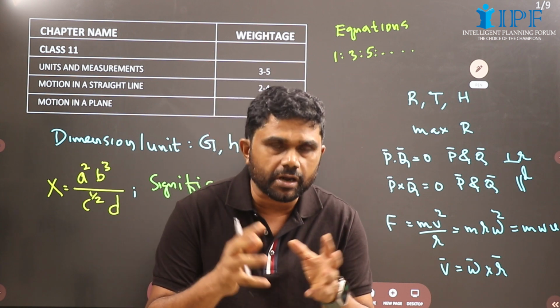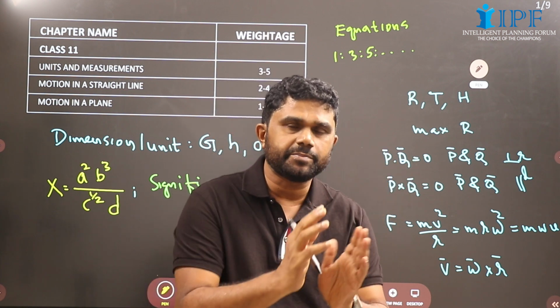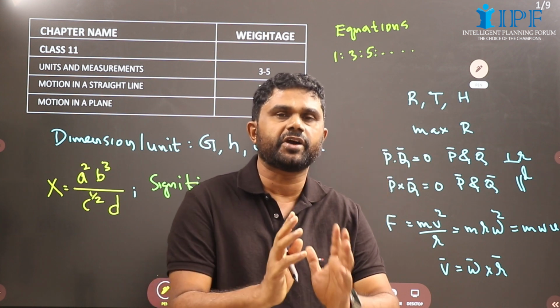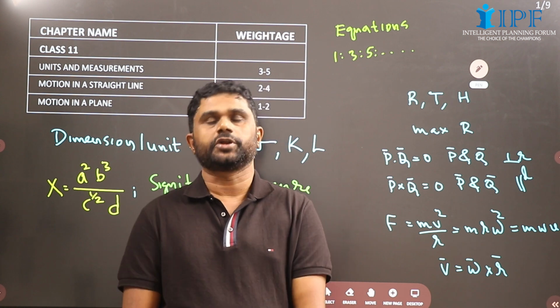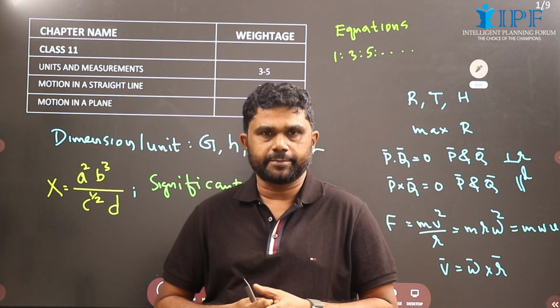Then the slope of the graph, that will be delta y by delta x, means change in momentum divided by change in time. That will give you the force acting on the body. Now see the velocity time graph.